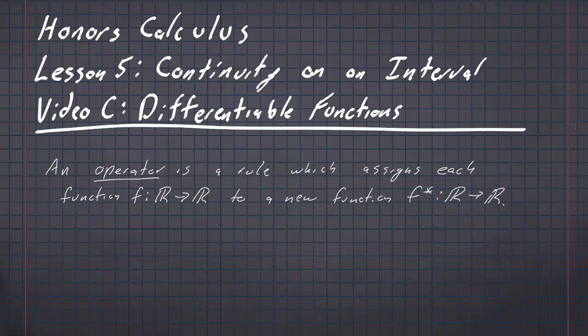An operator is a rule which assigns each function f to a new function, which I'll call f star for the moment. And we'll specifically look at real valued functions. That's what we're doing in this course. But if you go onward in mathematics, you'll find that an operator works more generally than that. You can assign a function of any shape or size to a different function of a different shape or size.